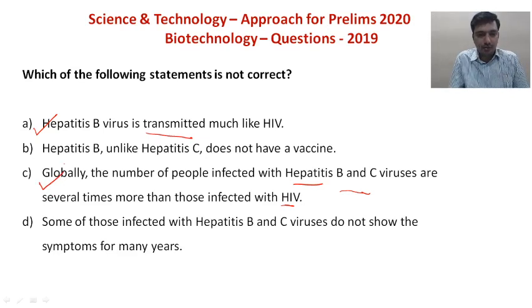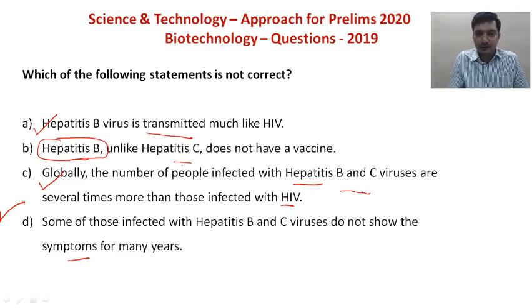Now we have to choose between B and D, something you're not sure about. Some of those infected with hepatitis B and C viruses do not show symptoms for many years. Meaning, do they stay latent, inactive without causing a problem? Yes, this is a possibility with hepatitis B and hepatitis C, so this is also right. Then we are left with option B: hepatitis B, unlike hepatitis C, doesn't have a vaccine. I'm sure you have all heard about this. Like hepatitis A and B, we have vaccines. If you have read about the Mission Indradhanush program, which was also asked in previous years' exams, like hepatitis B, we have vaccines as part of Mission Indradhanush, as part of the universal immunization program. But as such, there is no vaccine for hepatitis C.